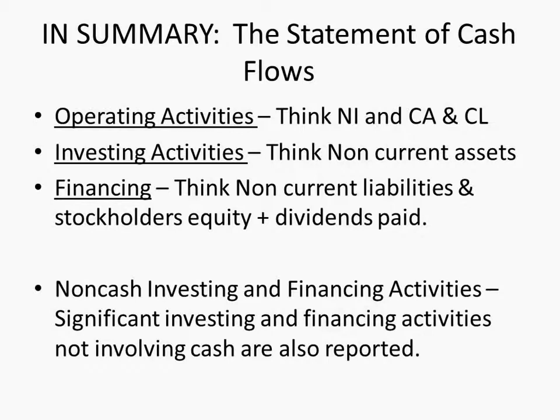So getting started again, I want to go back over just the basics without getting into all the discussion of statement of cash flows and the different reasons that cash flow is important. We have here three sections: operating, investing, financing, like OIF. They're always in that order. When you have operating, you want to think of net income, current assets and current liabilities. When you think investing, you want to think non-current assets. And when you're in financing, you think non-current liabilities, stockholders' equity, and dividends paid. So that will help you to figure out where things go.